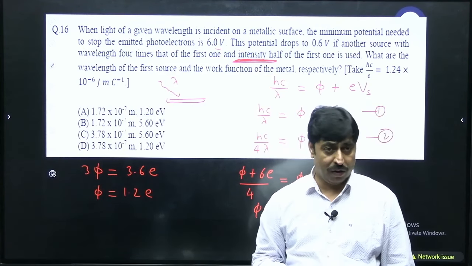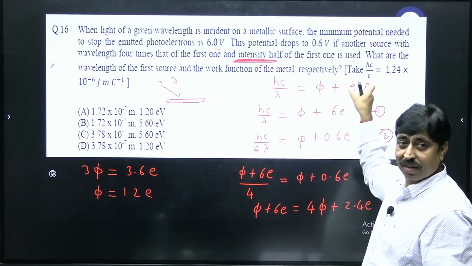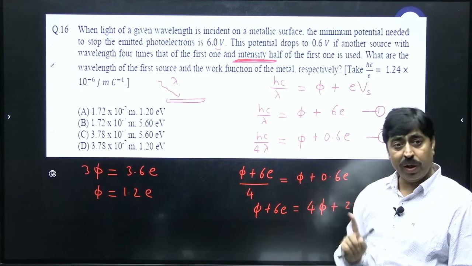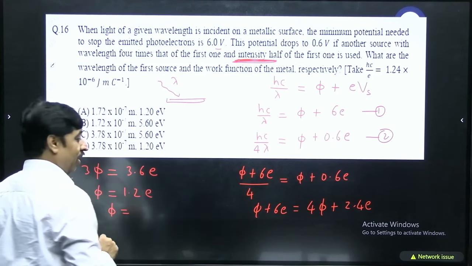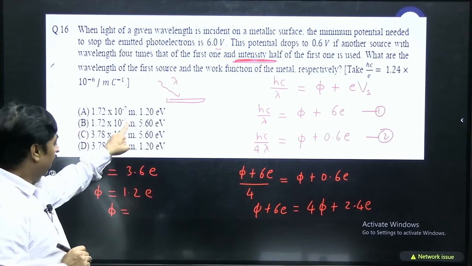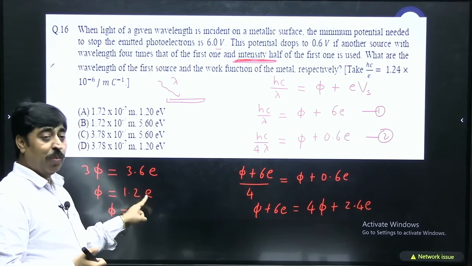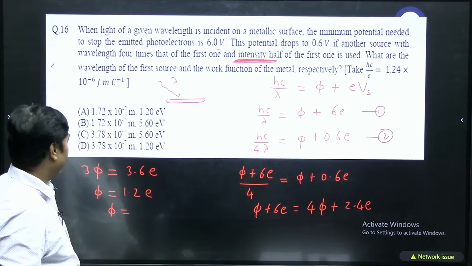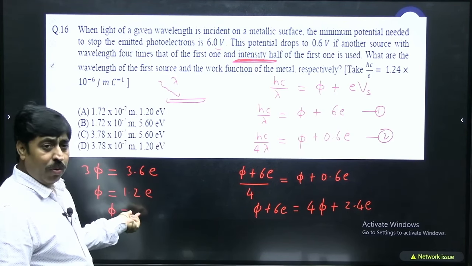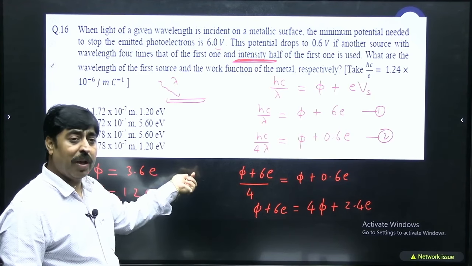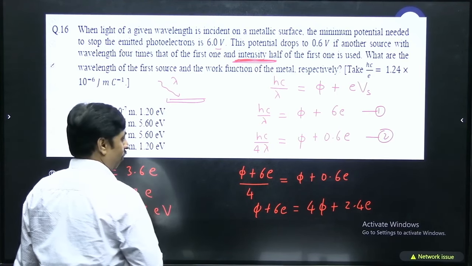Phi is 1.2 e. What does it mean? Phi is some sort of energy. This is energy. Phi is 1.2 e. What is the value of phi? It is 1.2 electron volt. If you wish to write this in joule, then you will say it is 1.2 into electronic charge 1.6 into 10 to the power minus 19 joule. But the commonly used unit is electron volt. So this is 1.2 into E, 1.2 into 1.6 into 10 to the power minus 19 joule. But if you write the energy in electron volt, it is simply 1.2 electron volt, isn't it?